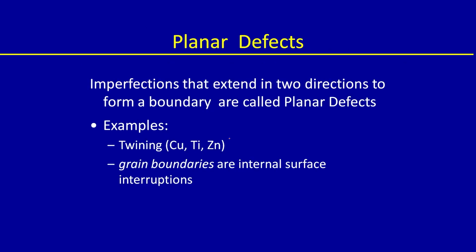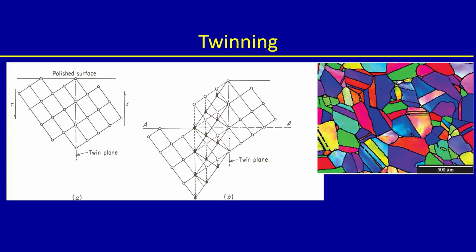So, you can also have planar defects, defects which extend in a plane, like boundaries, twinning is one such, grain boundary is another one. Twinning is basically a large scale deformation. It is such that one part of the crystal is a mirror image of the other part of the crystal. That is what a twin is called.